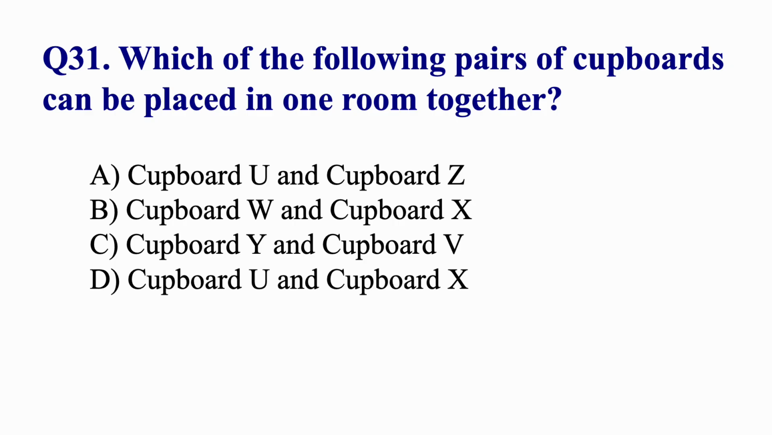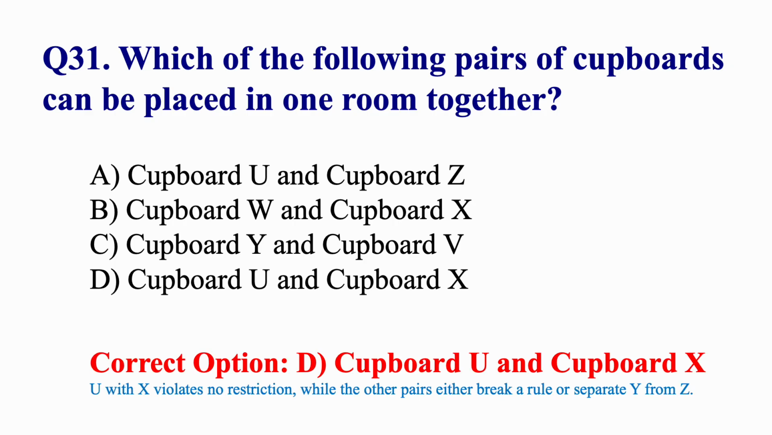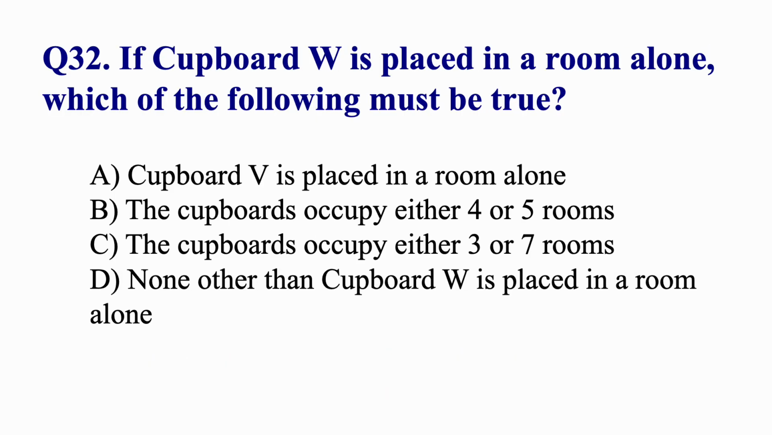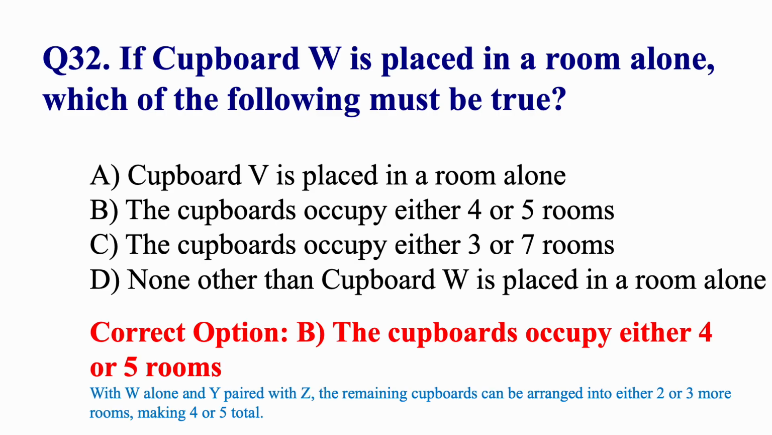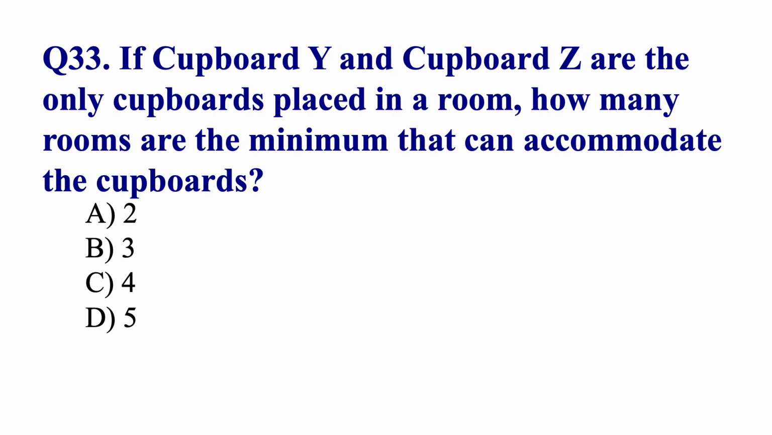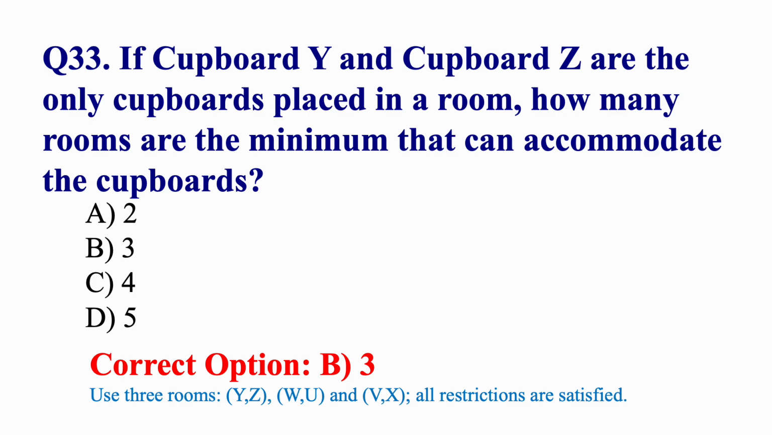Which of the following pairs of cupboards can be placed in one room together? Cupboard U and cupboard X. If cupboard W is placed in a room alone, which of the following must be true? The cupboards occupy either 4 or 5 rooms. If cupboard Y and cupboard Z are the only cupboards placed in a room, how many rooms are the minimum that can accommodate the cupboards? 3.